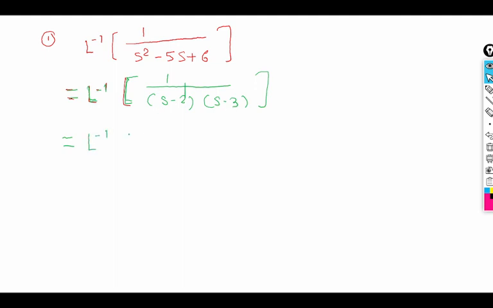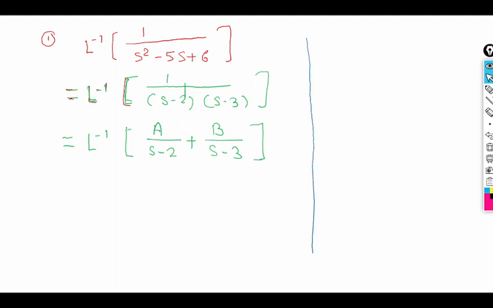The partial fraction for linear and distinct factors in the denominator is A upon the first linear factor plus B upon the next linear factor, since only two are there. The number of constants involved in the partial fraction is equal to the number of factors in the denominator. Right now two factors are there, s minus 2 and s minus 3, so A and B are there. Once we write the partial fraction, the most important part is getting the values of the constants A and B.